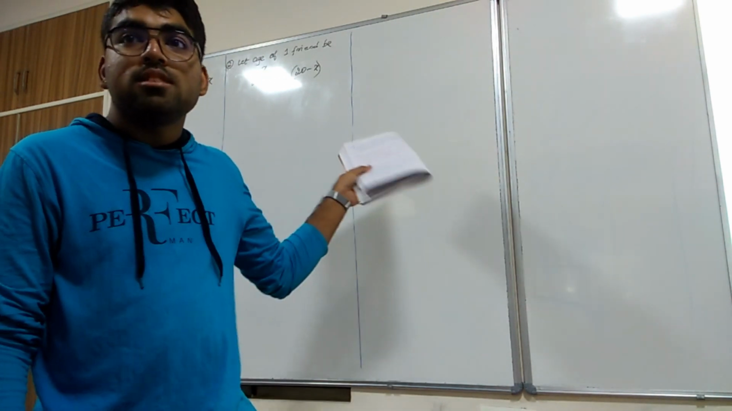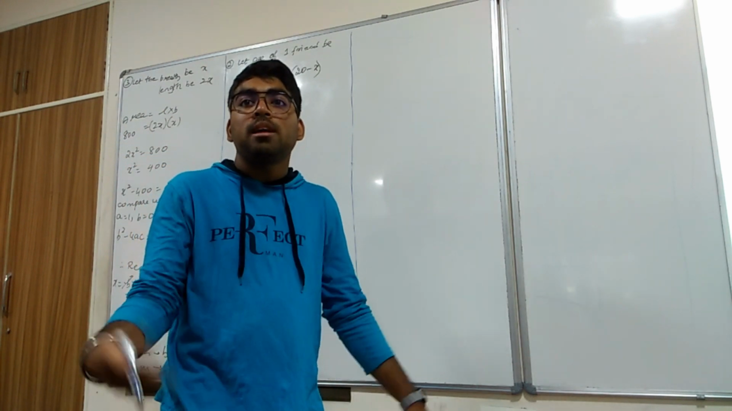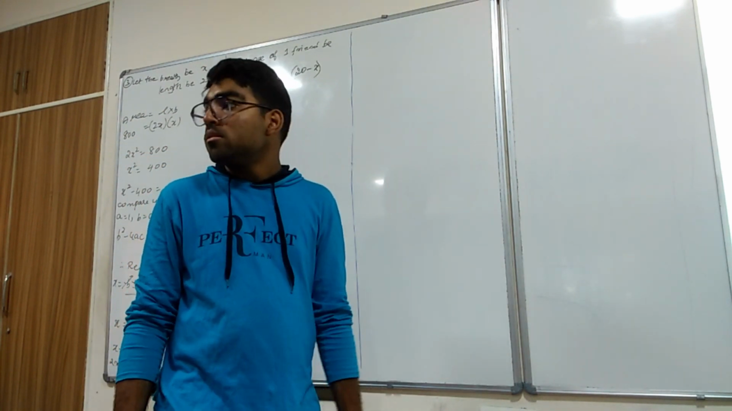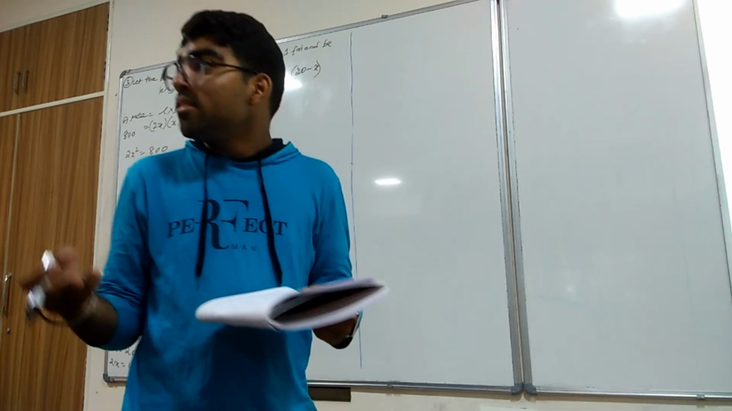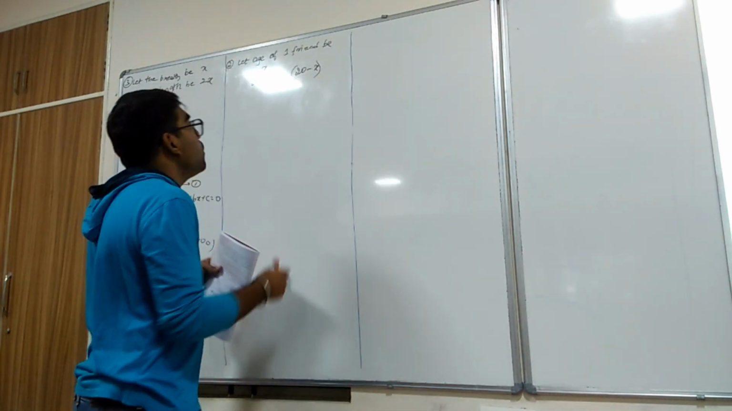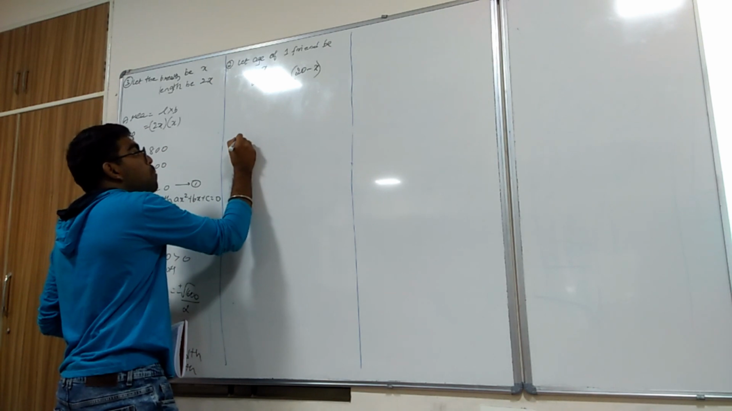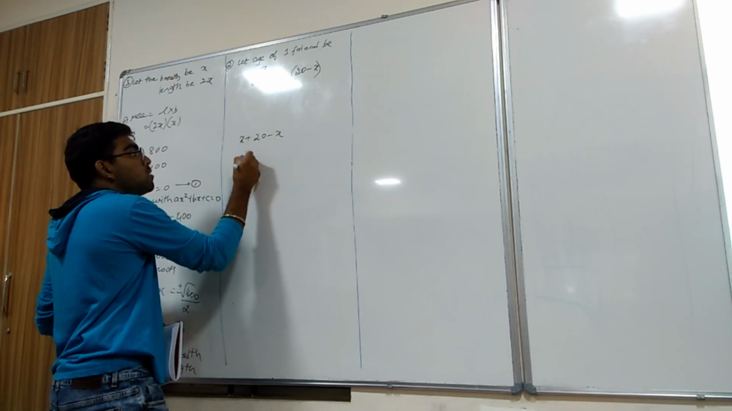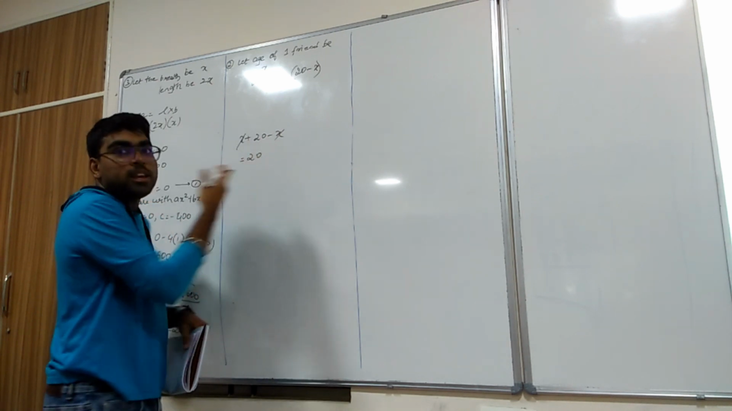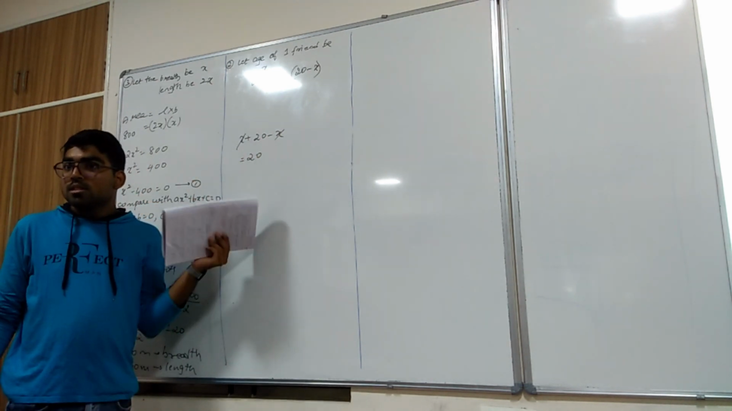You know one friend's age. The other friend's age will be what? 20 minus x. Plus x. What will you do when you add these two? What will happen? x plus 20 minus x. What is the answer? 20. Sum is 20.